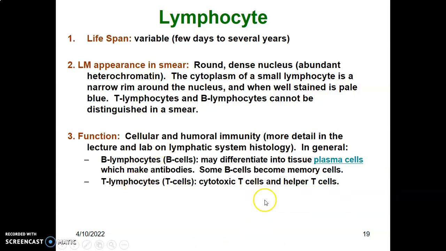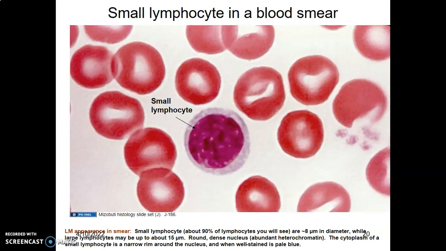T lymphocytes, we have two types: cytotoxic T cells, which fight against virally infected cells and cancer cells, and T helper cells, which recognize antigen presenting cells. Remember, we said macrophages are antigen presenting cells, so they will get the microbe, put it within the cell, and go and present it to a T helper cell that will destroy the microbe.